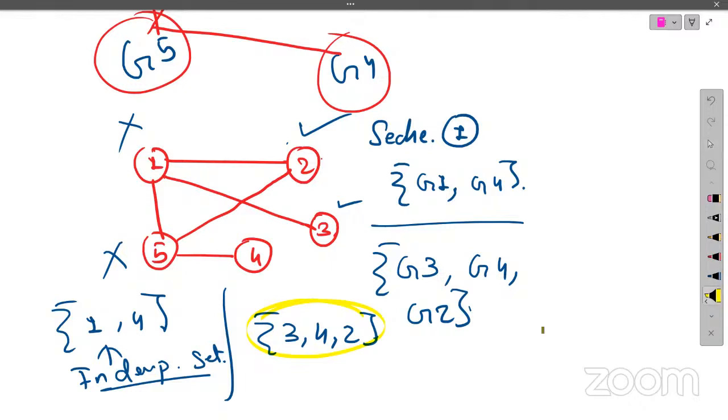This is the maximum possible, because let's try to get any other vertex. Here I cannot introduce 1 because 1 and 3 are connected. I cannot take 5 because 5 and 2 are connected. So in this graph, the maximal independent set will have 3 vertices only.